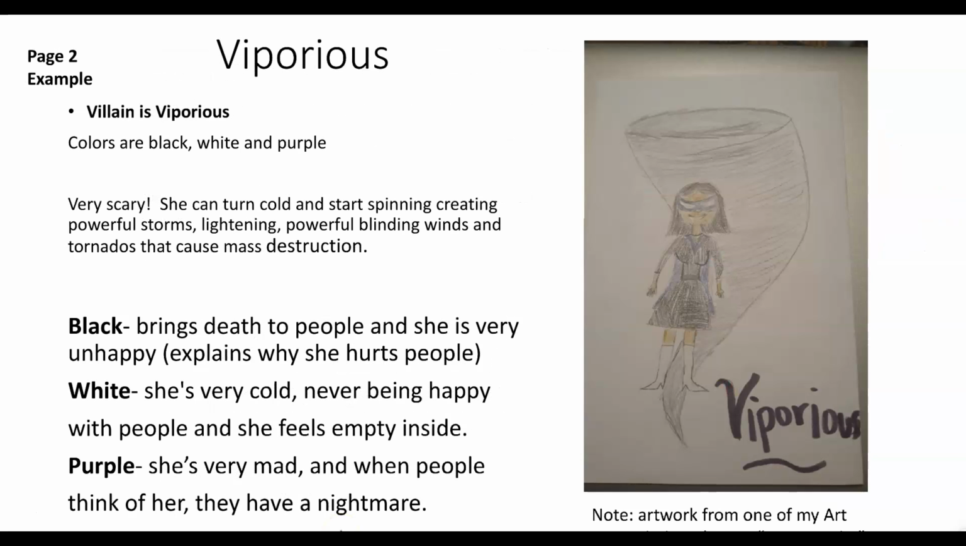Black. She wears black because she brings death to people and she is very unhappy. Explains why she wants to hurt people. White, she's very cold, never being happy with people, and she feels empty inside. Purple, she's very mad. And when people think of her, they have nightmares.